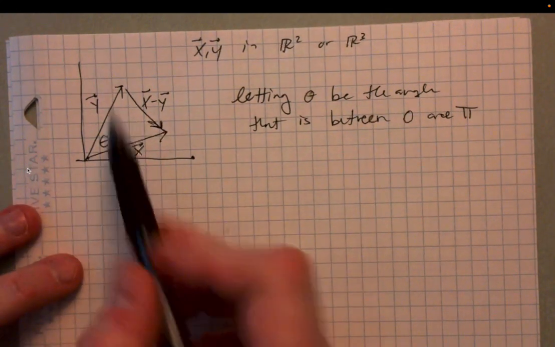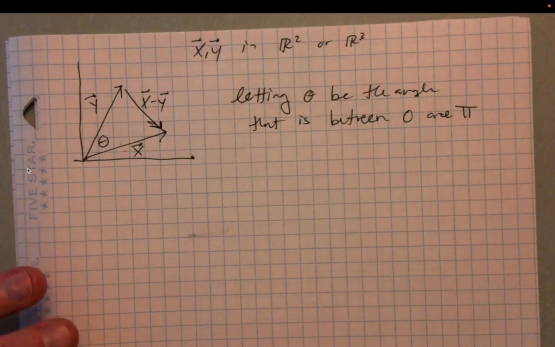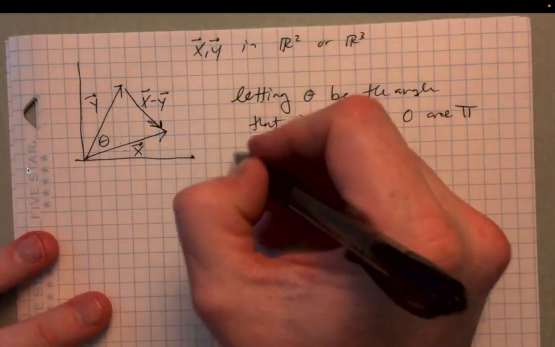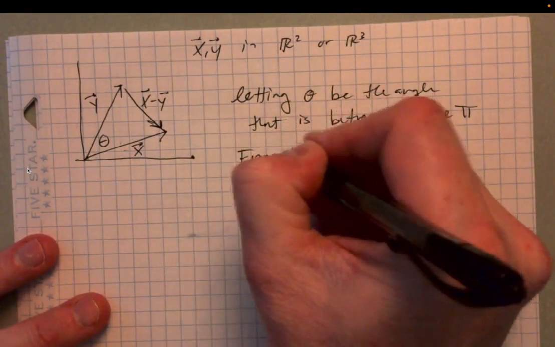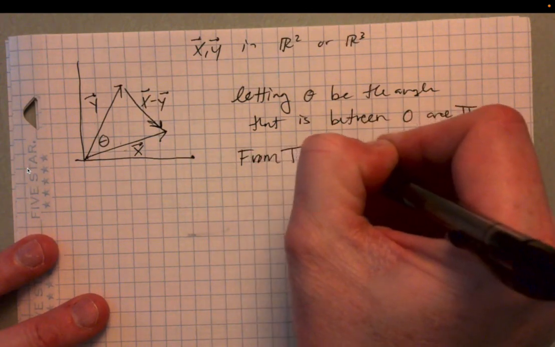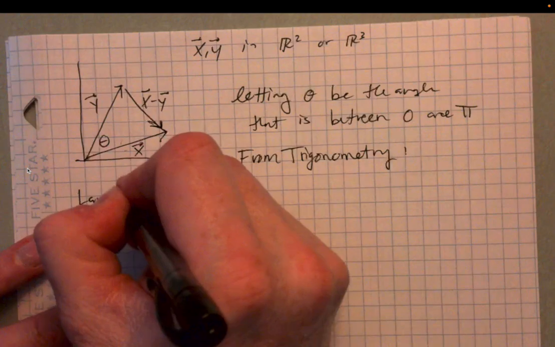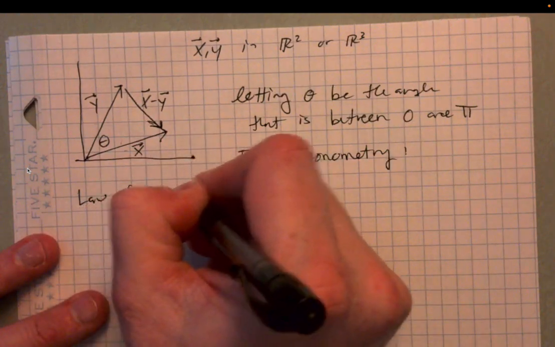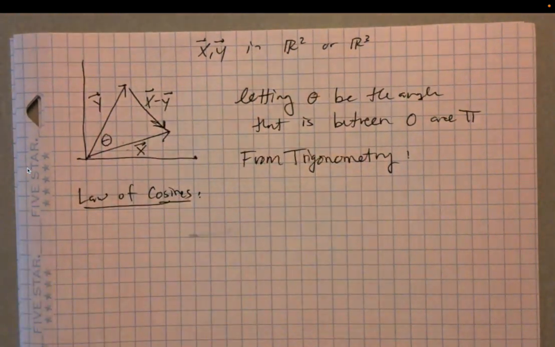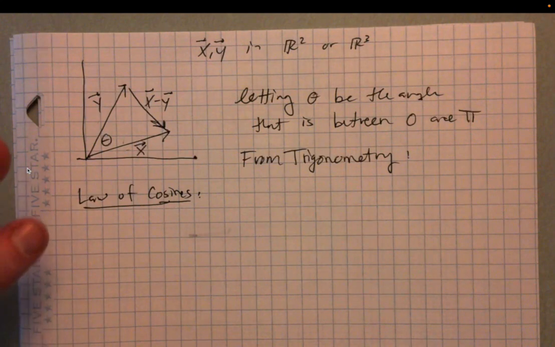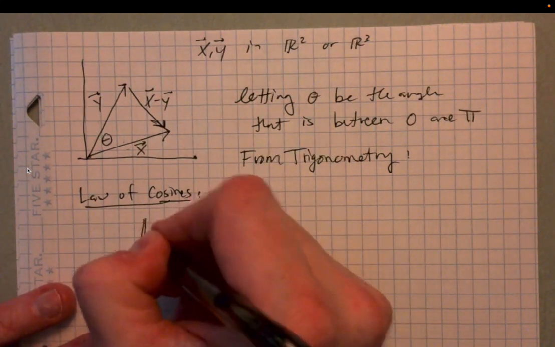Given that, and given this triangle, if you can recall back to your trigonometry days, there was something called the law of cosines. It's all about the relationship between the angles of a triangle and the length of the sides of the triangle. And so the law of cosines in our context would be stated like this.